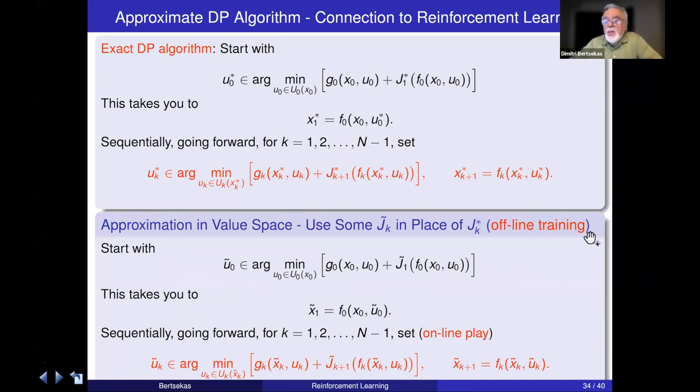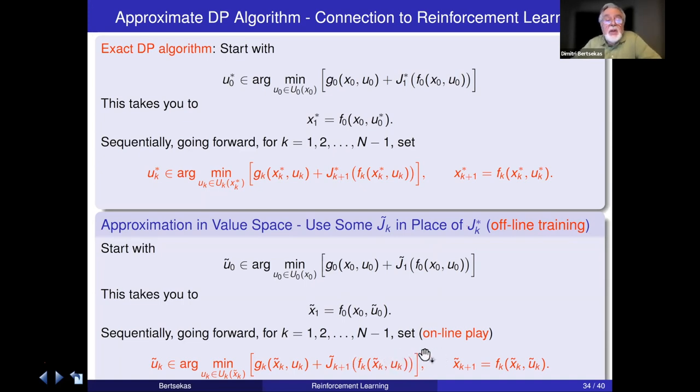The offline training algorithm, which is impossible to do, is this one. The feasible offline training algorithm involves computing J tildes in place of J stars. And online play now involves going forward with J tilde in place of J star. This is a much simpler operation. And by the way, once you have J tilde, it does not depend on the size of the state space. It depends only on the size of the control constraint, because these are the numbers that you're going to compare. In reinforcement learning parlance, these are called the Q factors corresponding to the different controls. And we use the control with minimal Q factor, going forward like this.